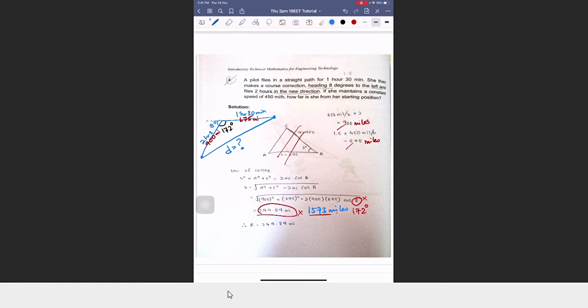It is basically a square root. You're using the law of cosine. So the square root of 900 squared plus 675 squared minus 2 times 900 times 675 times cosine 172 degrees. So don't forget to take the square root. The rest of you can check the answer later. So that is number 4.